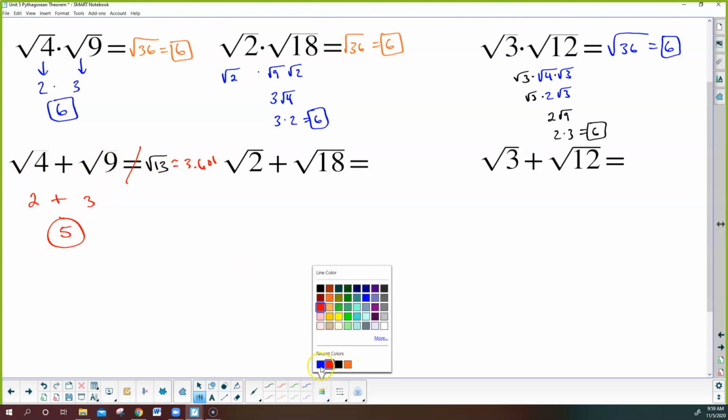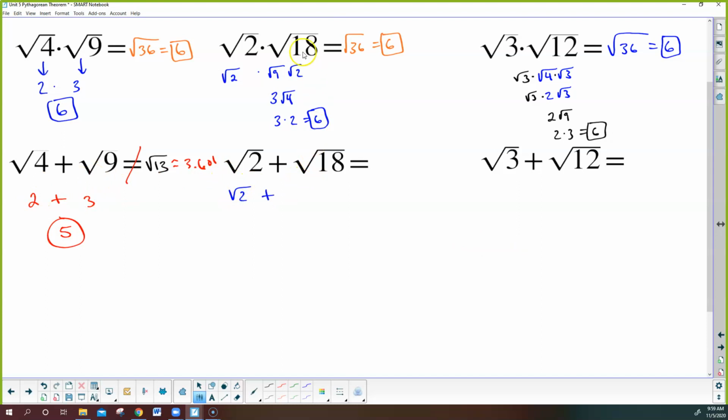So how do we add radicals if they don't break down into perfect squares? Well, we have to have the same radical. And I'm going to just kind of use this. We know the square root of 18 turned into square root of 9 times the square root of 2, which is 3 square roots of 2. So now here's how we add these together. I have 1 square root of 2 and I have 3 square roots of 2. So how many total square roots of 2 do I have? I've got 4.